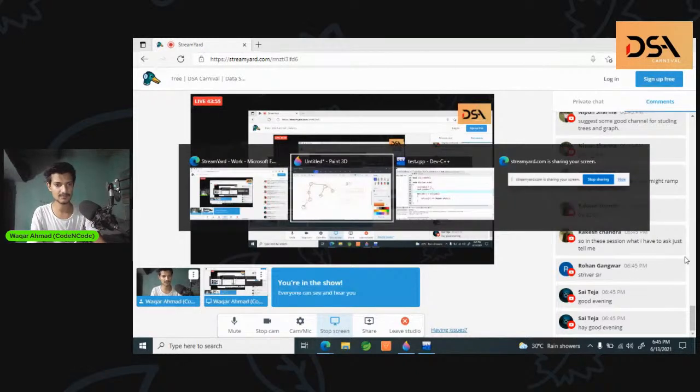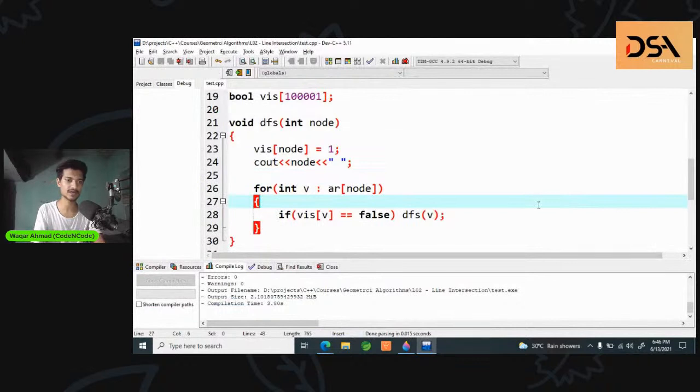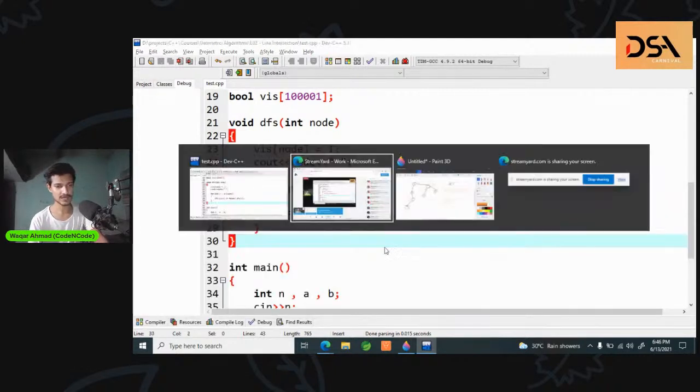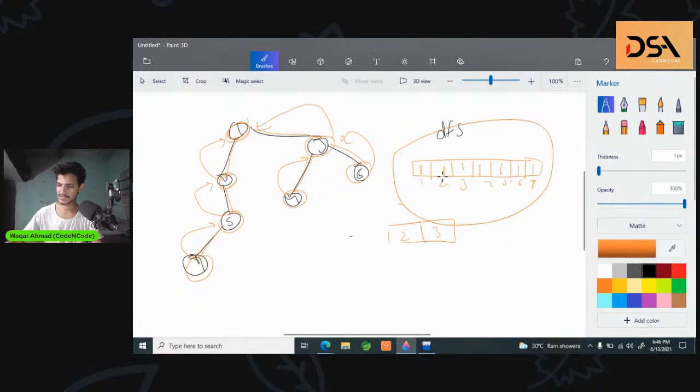Okay, I'm not seeing so many questions regarding DFS, so we'll move on. I'm assuming that most of you have a certain idea of what DFS is. So now let's go for BFS. BFS you can use to find the shortest path. I don't mean that in a weighted graph. I only mean it for an unweighted graph.